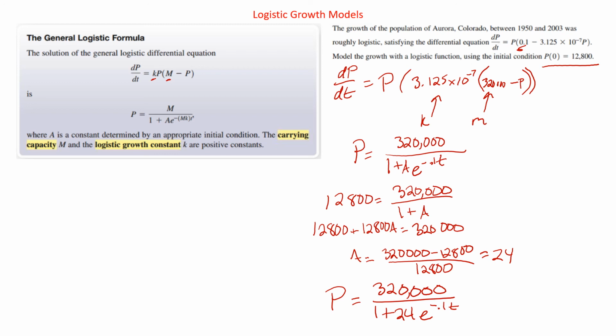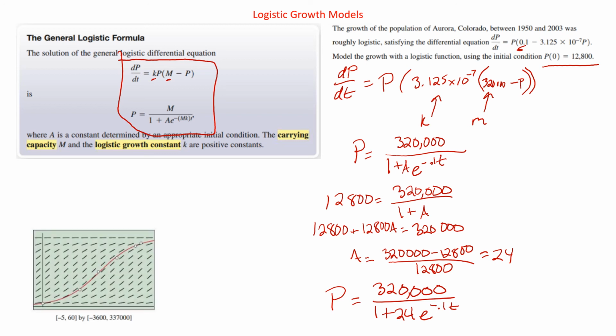And that was way easier than having to do the anti-differentiation with the partial fractions and stuff like that. So I'd recommend doing it this way, if at all possible. And then at that point, it might ask you questions like, when is the population going to be whatever number, or what's the population after this many years, or things like that. It is always a good idea to check the equation with the slope field. So if we graph them both, we get that, which looks like it matches. So that seems to be a good model. Didn't make any horrible mistakes on that.